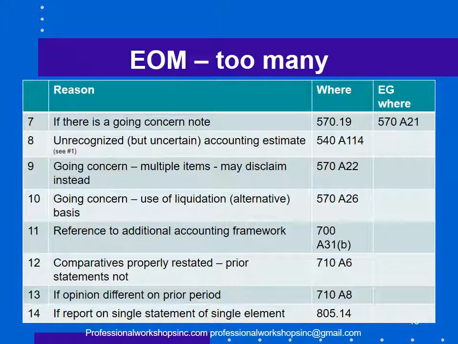Comparatives not properly restated, opinion different on the prior period, or if we're only reporting on a single statement, or we're only reporting on the income statement, or a single element, we might have an emphasis of matter paragraph to alert the reader to that fact. So 14 different possible emphasis of matter paragraphs and maybe more.